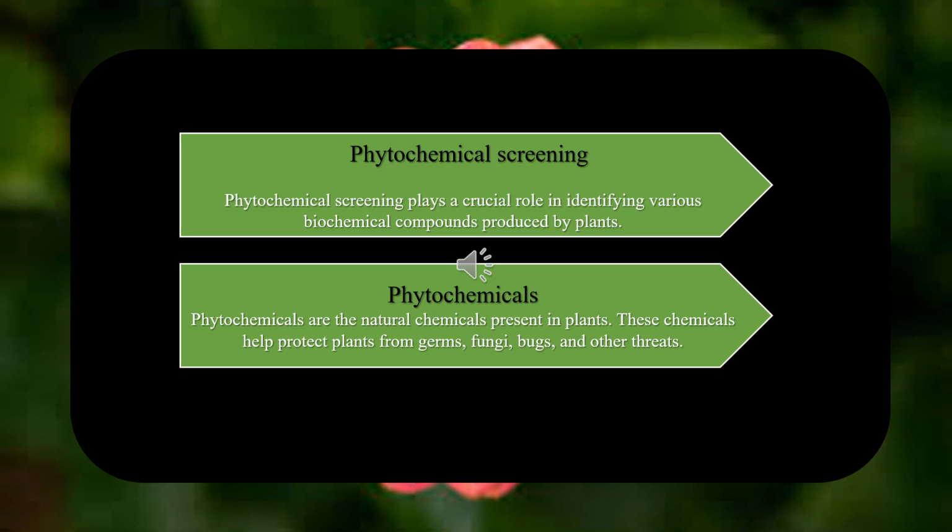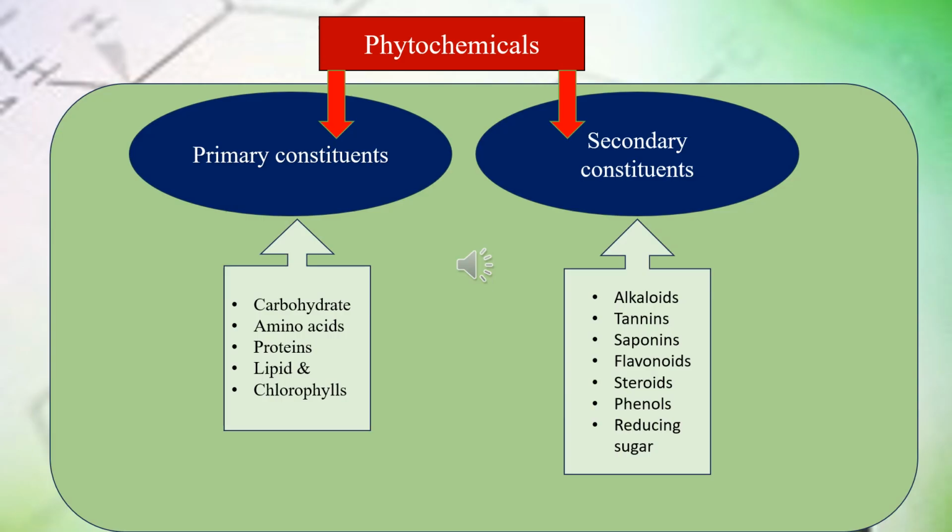The phytochemicals have great antioxidant potential and are of great interest due to their beneficial effects on the health of human beings, and they give immense health benefits to the consumers. Also, phytochemicals are natural chemicals present in plants which help to protect plants from germs, fungi, bugs, and other threats. The phytochemicals have two categories.